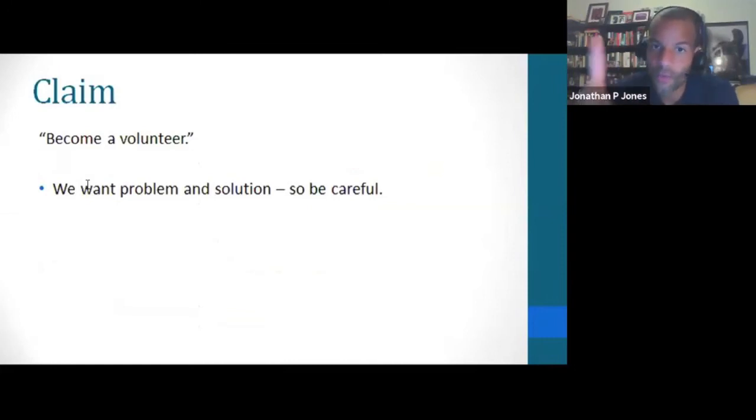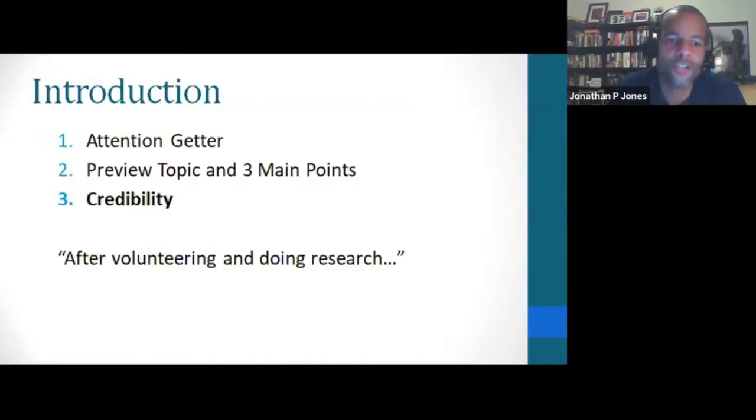So for the claim, remember, problem and solution. There are not enough volunteers, and we need you to consider becoming one. That would be a better way for her to state that, to be fully a claim in a persuasive speech. The last thing she has to do there, of course, is to address credibility. And she says after volunteering herself and doing research, blah, blah, blah, which is fine.